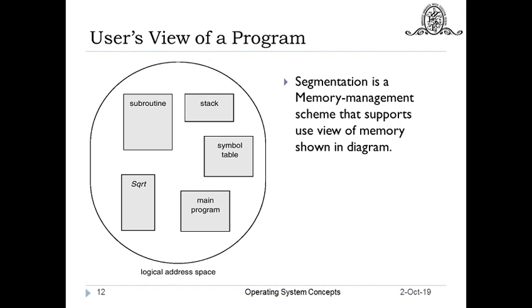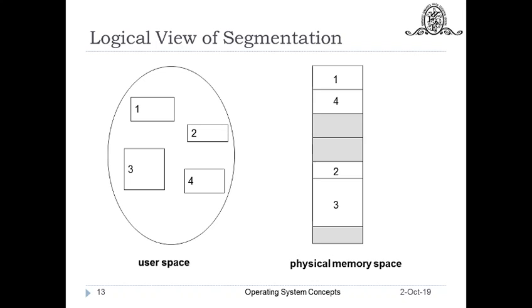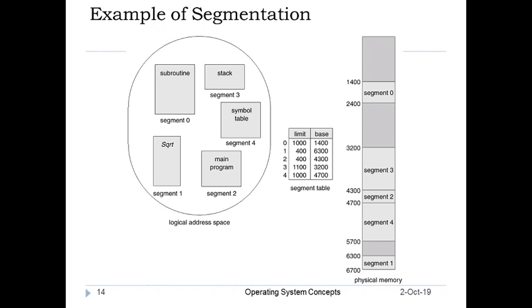This is for the user's view of a program, which is a collection of all these things like subroutine, stack, symbol table, main program, and any inbuilt function, and it supports the user view of memory. Then the physical memory is divided into a number of frames according to the size of the segments, and then the segments will be loaded into the main memory. So unlike paging, the physical memory is divided into variable size frames. According to the size of the segments, the physical memory is divided, and then the segments are loaded into the physical memory.